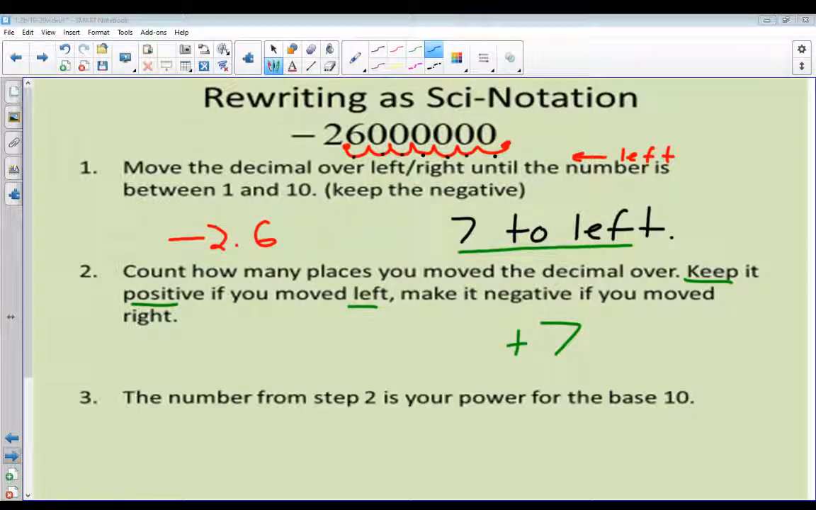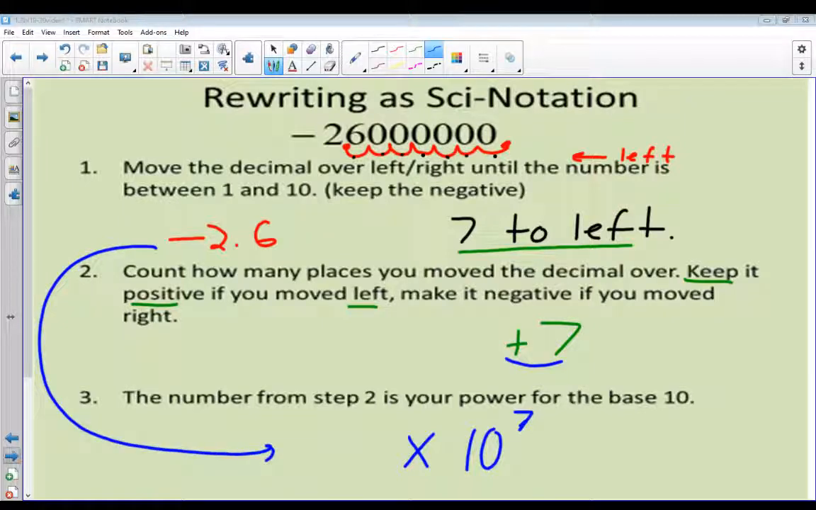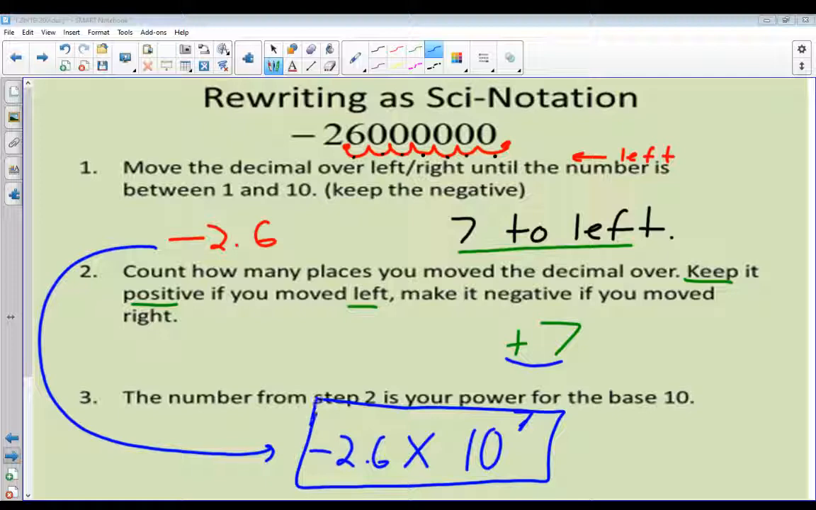So now moving on to step 3, the number from step 2 will be the power for the base 10. So the +7 becomes the power of 7. So that takes care of the first part. And in the second part, take the -2.6. And there you go. There's your answer. 2.6 times 10 to the 7.